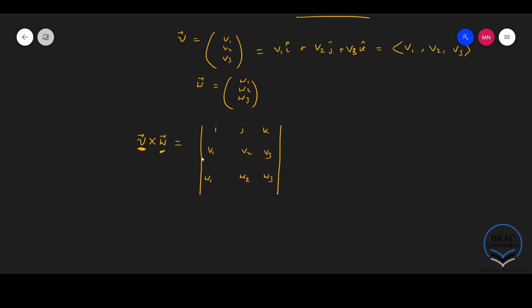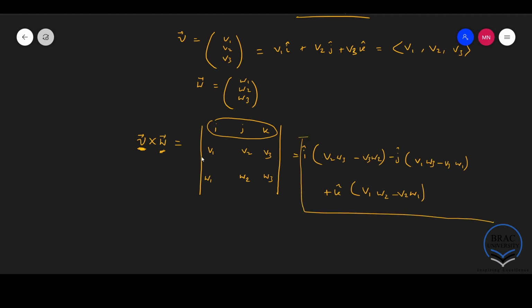And we know how to evaluate a determinant like this. We can expand across any row or expand down any column. Let's consider the first row. So we will have i times (v2 w3 minus v3 w2). Then we will have minus j times (v1 w3 minus v3 w1) plus k times (v1 w2 minus v2 w1), right? So this here, this is equal to v cross w, right?